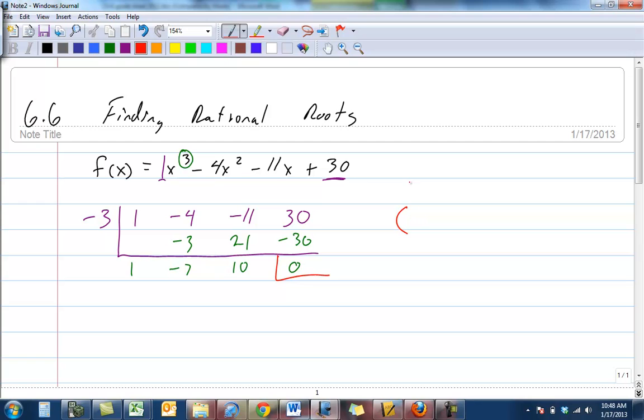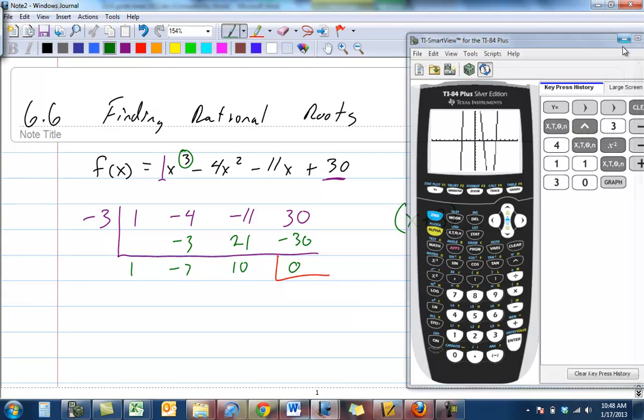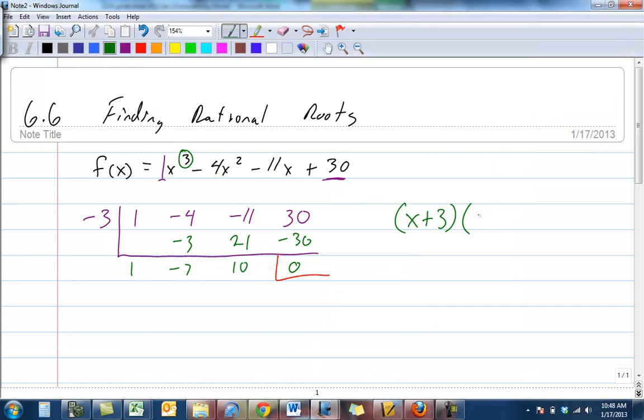That means that x plus 3 is a factor of this polynomial here. Now the quotient would be x squared, since this was cubed, so x squared minus 7x plus 10. But here's the thing. Let's go back to our graph. Well, before we go to the graph, let's do that real quick. So we could put x squared minus 7x plus 10.